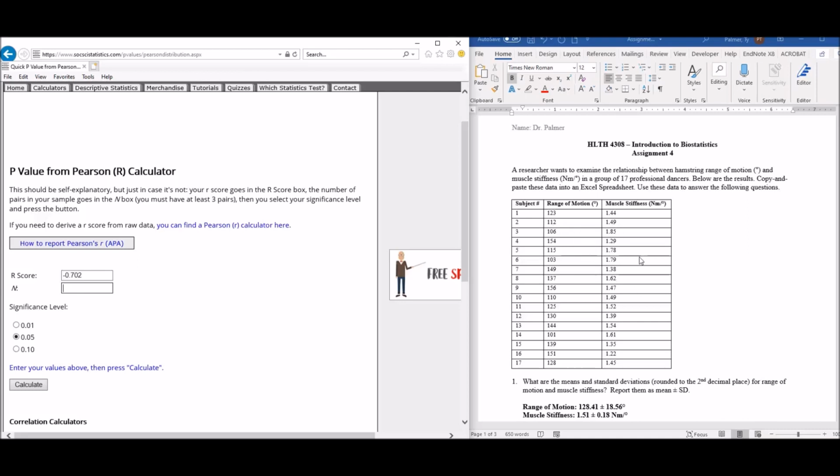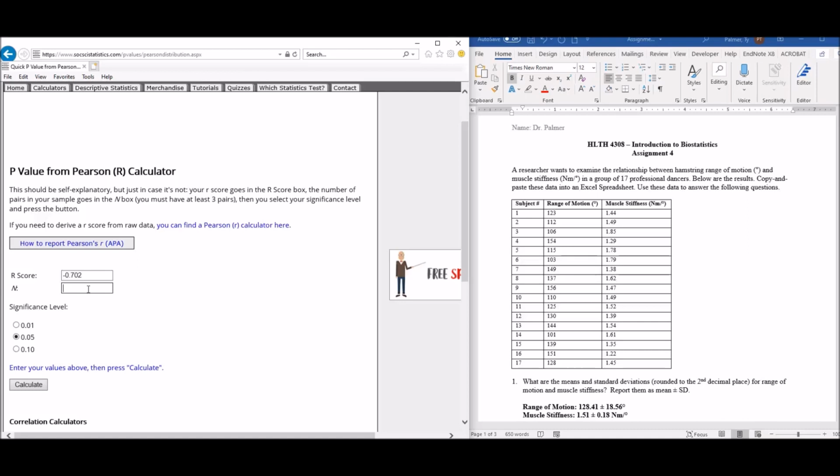So how many pairs of values do we have? Yeah, we have 17. We have 17 subjects, so we have 17 pairs of values. So that's what we're going to put in here for n in this example. And again, remember, it may be different for your data.